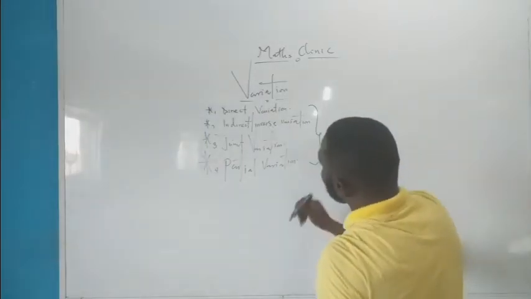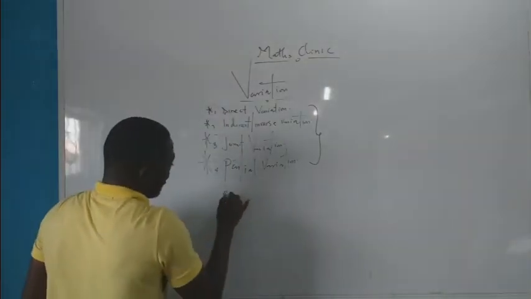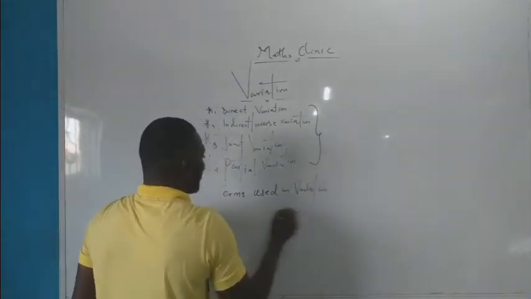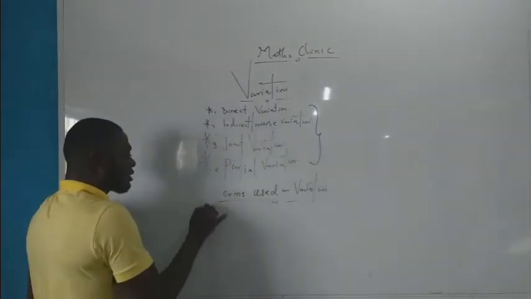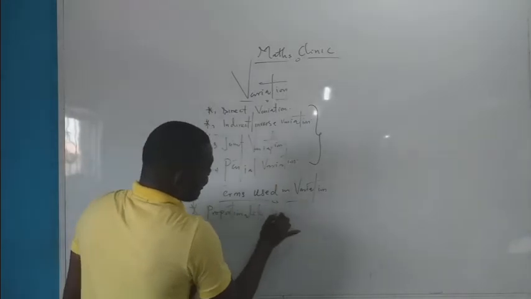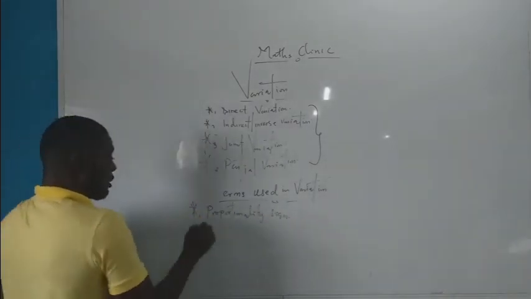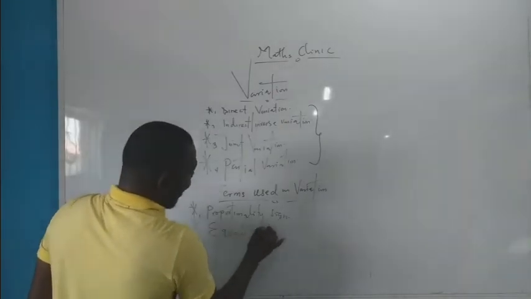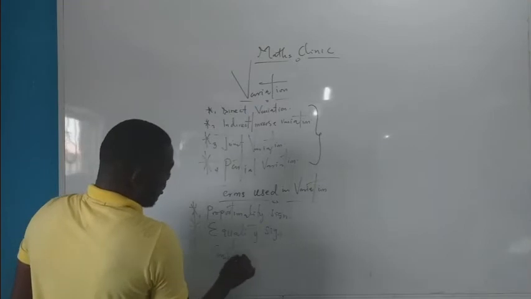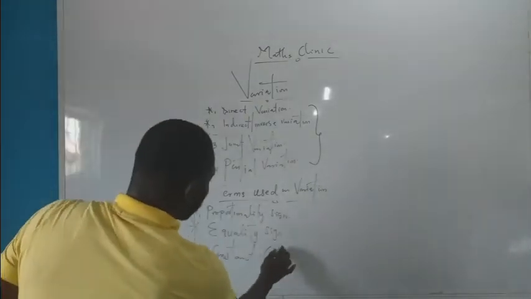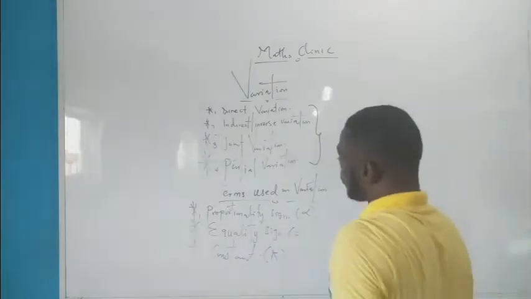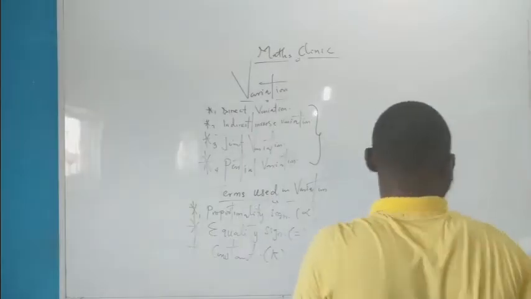Let's look at the terms used in variation. What are the terms that we use in variation? We use the proportionality sign. We also use the equality sign. Then we use a constant, that is constant K. This is the equality sign, and this is called the sign of proportionality, the proportionality sign.